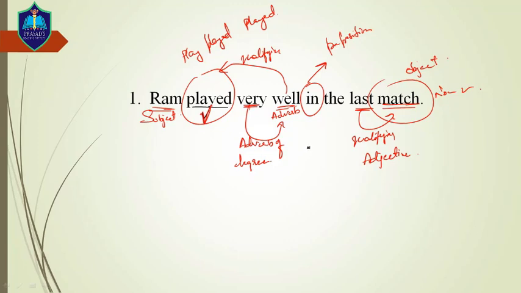Very easy now, right? So Ram is a subject, played is verb, well is an adverb which is qualifying the verb, and very is qualifying the adverb. It is an adverb of degree, and in is a preposition. Preposition should be followed by the noun or pronoun. Match is a noun. Because it is a noun, it becomes an object, and last is there, it is qualifying the match, becoming an adjective. So we are done, right? So let's move on to the next slide.